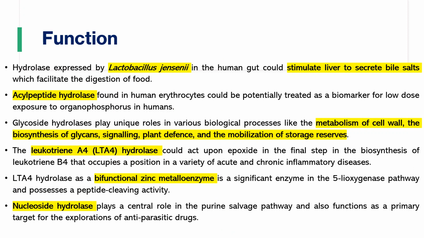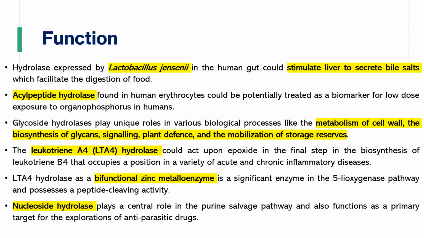Acyl peptide hydrolase is another hydrolase found in the human erythrocyte, which could potentially be treated as a biomarker for low dose exposure to organophosphate. Glycoside hydrolases play a unique role during various biological processes such as metabolism of cell walls, biosynthesis of glycans, signaling, plant defense, and metabolic processes of reserves.